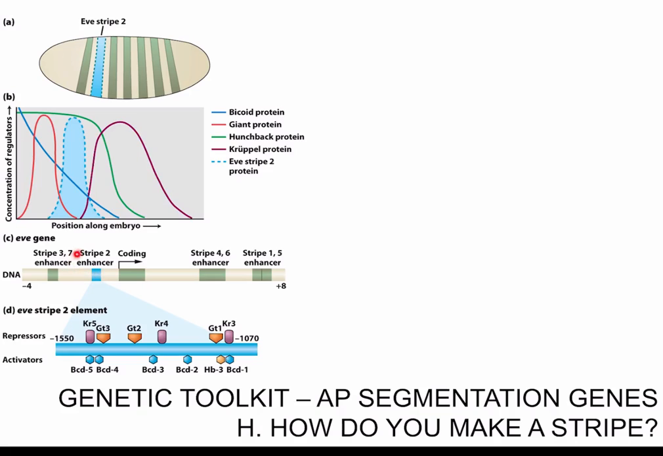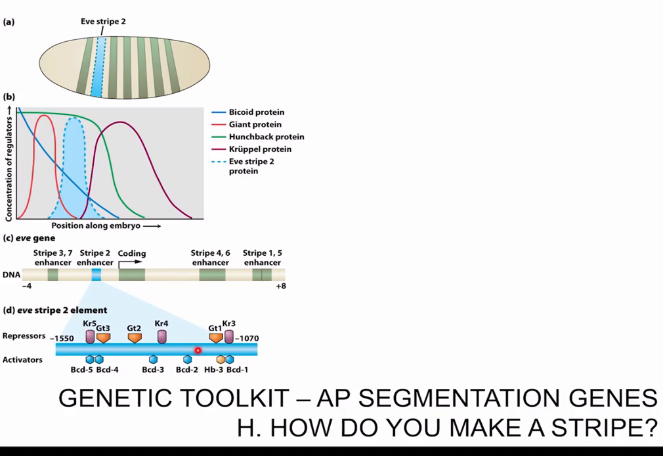Recall that enhancers are DNA sequences that contain binding sites or patterns for transcription factors to recognize and bind. And the stripe 2 enhancer contains the binding sites for several different transcription factors. There's Bicoid and also hunchback, and Bicoid and hunchback act as activators. That means they recruit RNA polymerase and increase the level of even skipped transcription.